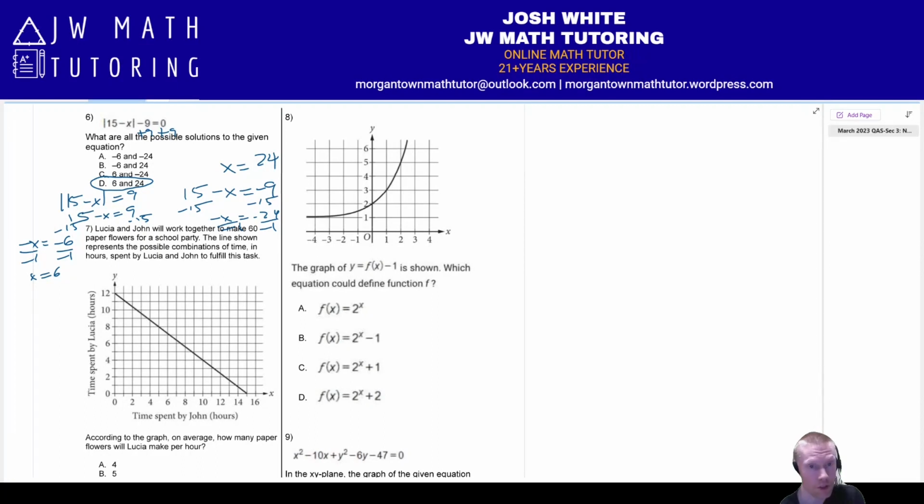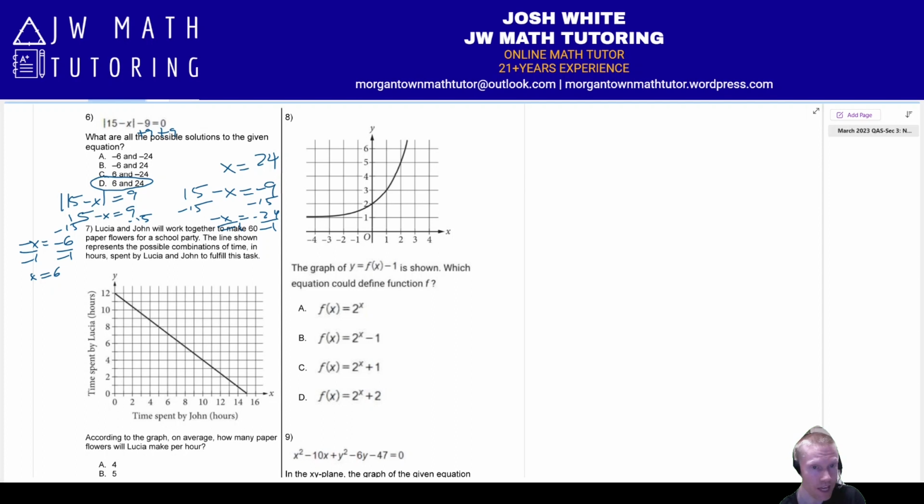Now, an alternate method you could use on this problem is, again, back solving, because we have an equation here and we have the answer choices. So you could take these answer choices, plug them in for x, and work them out and see, okay, 15 minus what? Basically, you're looking for something that's going to equal either positive 9 or negative 9, right?